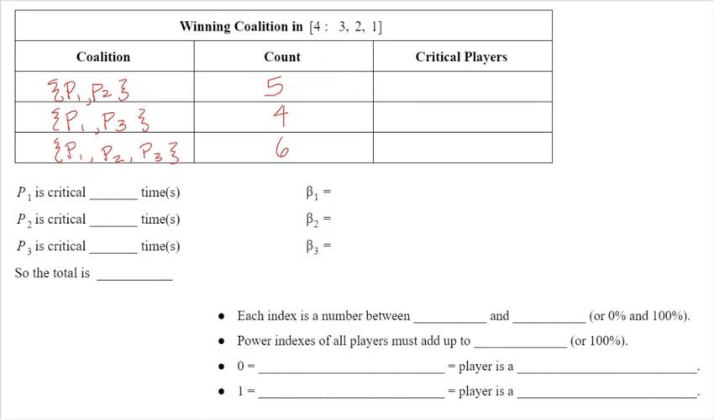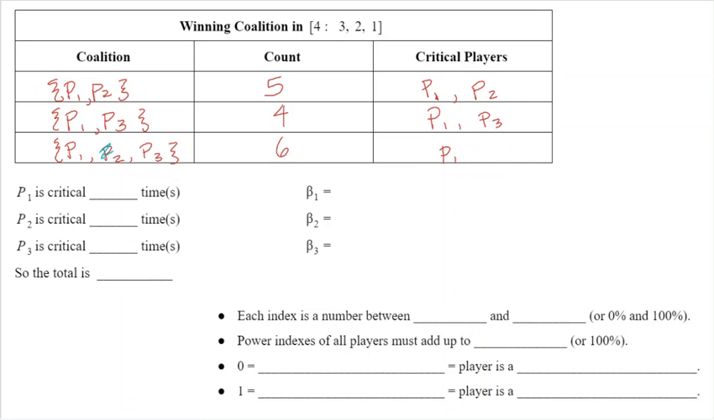So now let's look at our critical players. Here, can either of these players win on their own? No, so they are both critical players. The second winning coalition, players 1 and 3. Can either of those players win on their own? No, so they are both critical. And then the third one. If player 1 changed their mind, can players 2 and 3 pass a motion without them? No, so player 1 is critical.